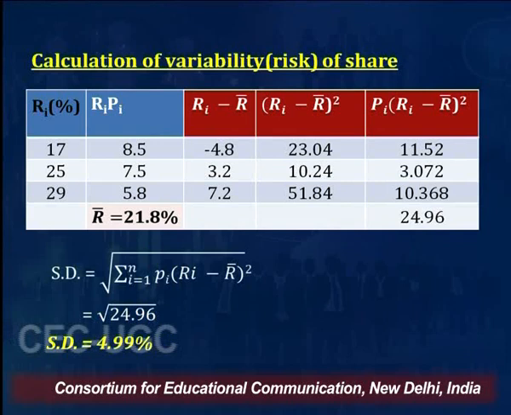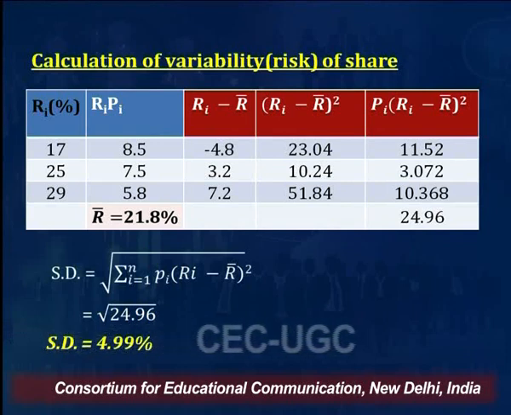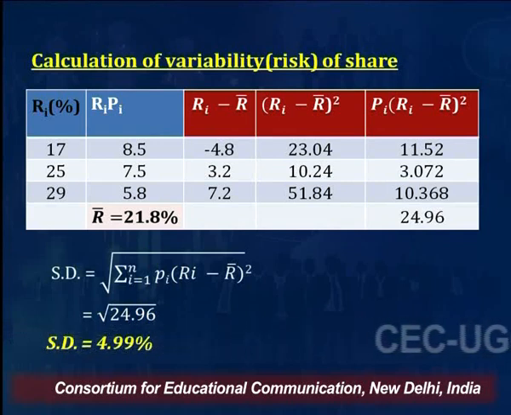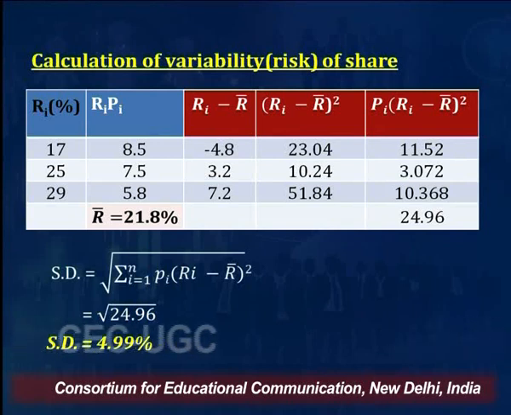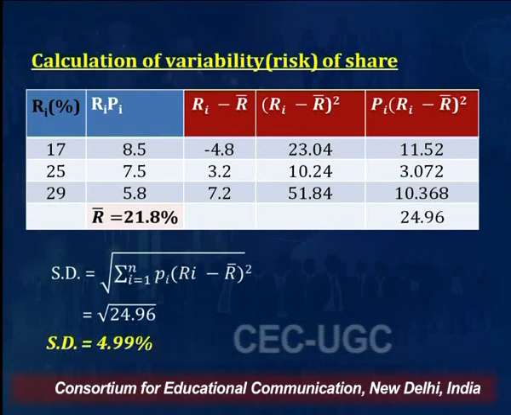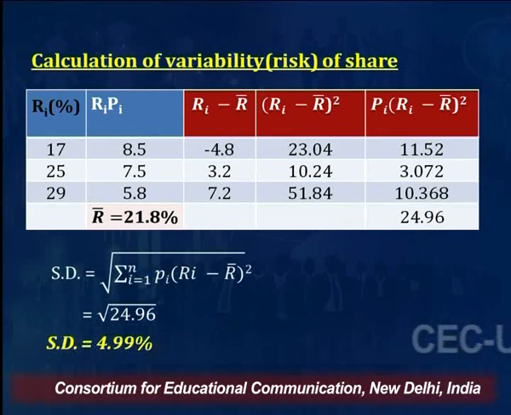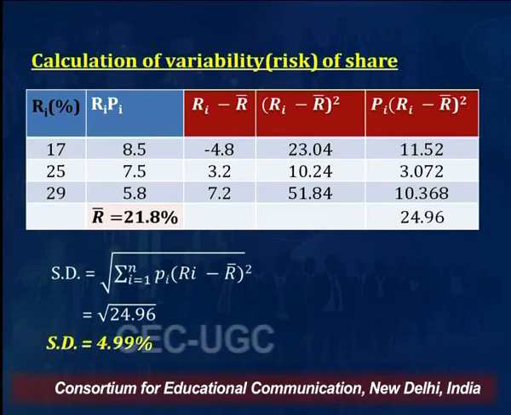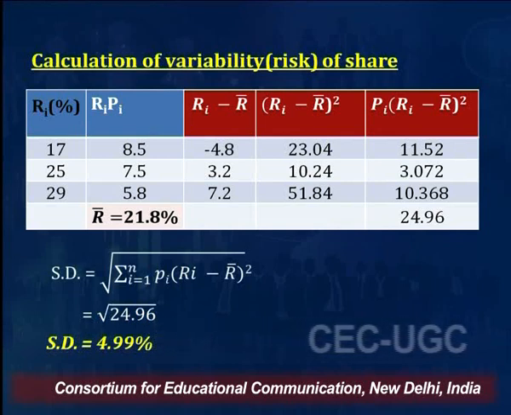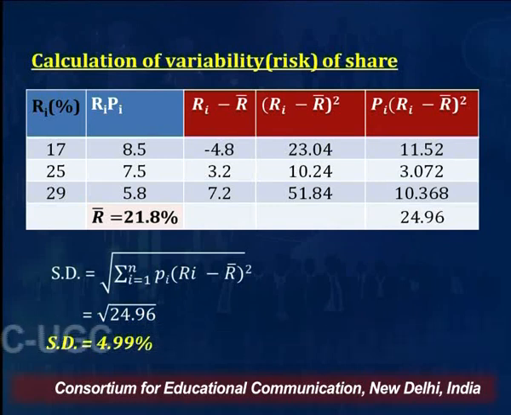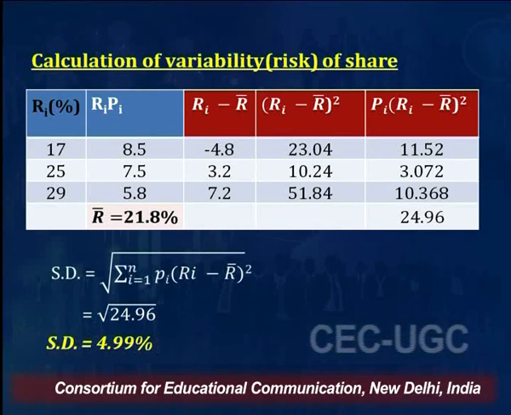Now the other step of calculating the risk is Ri minus R bar, right? R bar is nothing but average return. So what is your average return? 21.8%. So average return, 17 minus 21.8%, that comes to be minus 4.8%, right? So 25 minus 21.8%, that comes to be 3.2%. 29 minus 21.8%, that comes to be 7.2%, right?